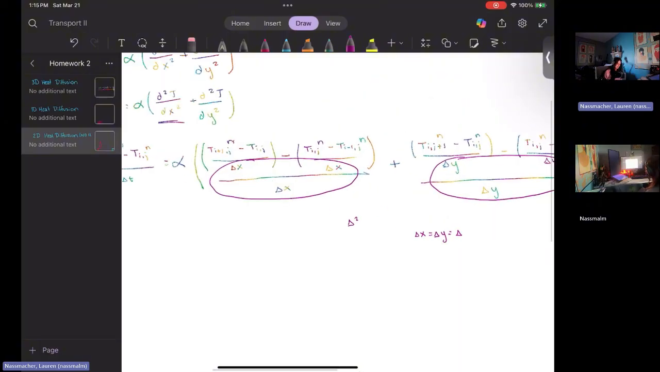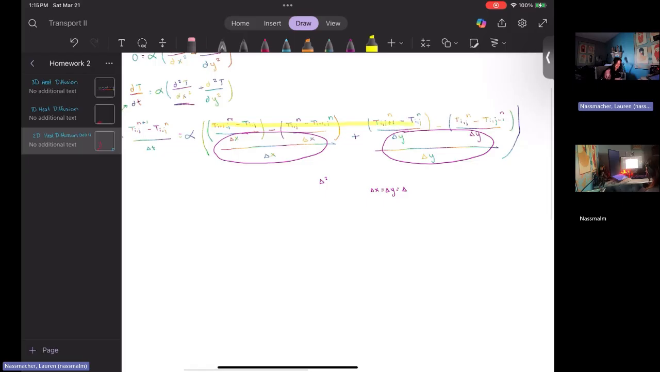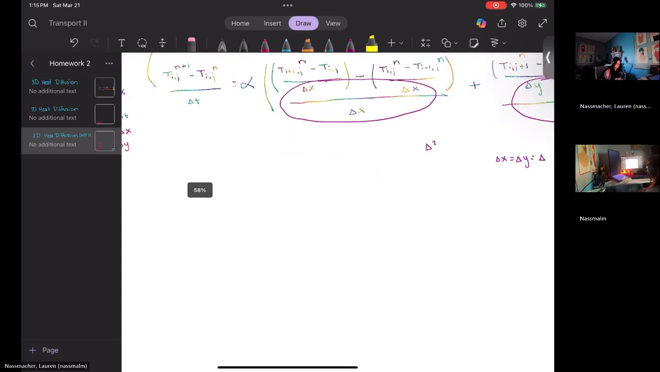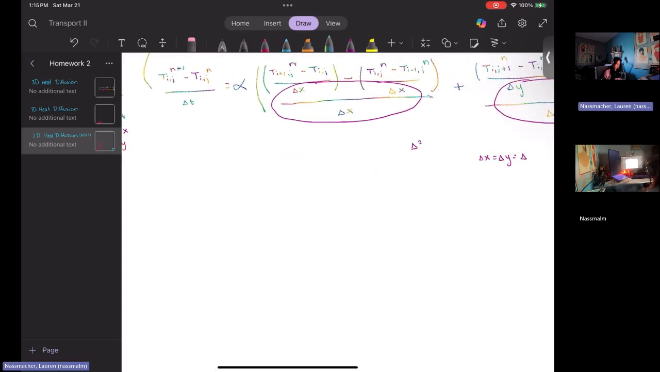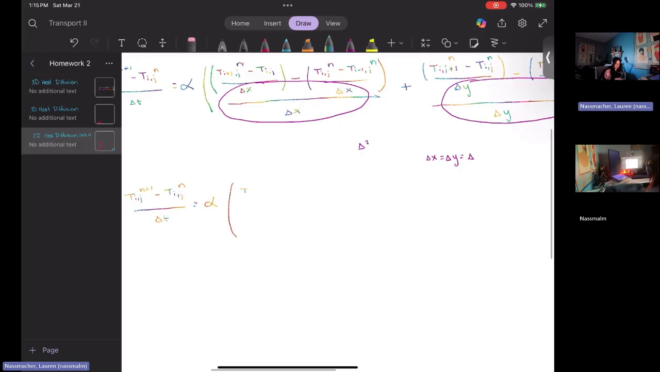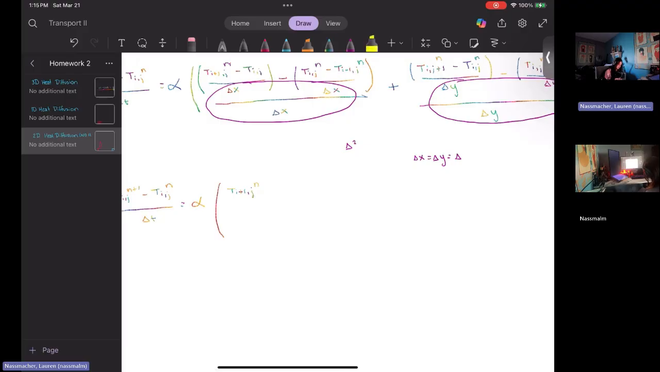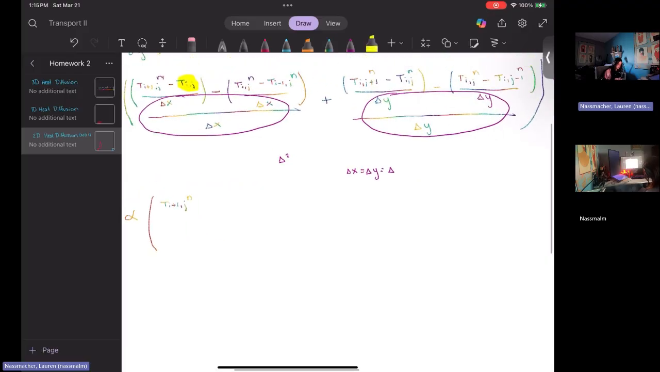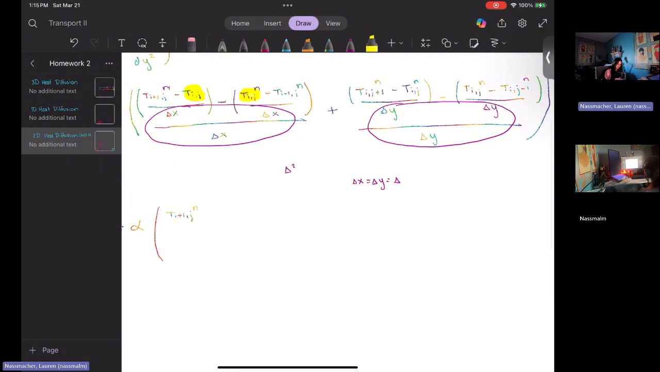So now we can take all of these terms and combine them together to create one large expression. So our temperature at the position that we want at time n plus 1, minus the temperature at the position that we want to know at time n, divided by our change in time, is equivalent to our thermal diffusivity multiplied by our temperature i plus 1, j at time n. And you'll notice that this expression right here shows up 4 times.